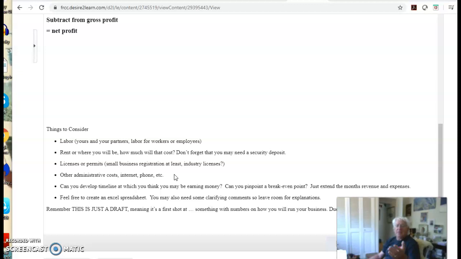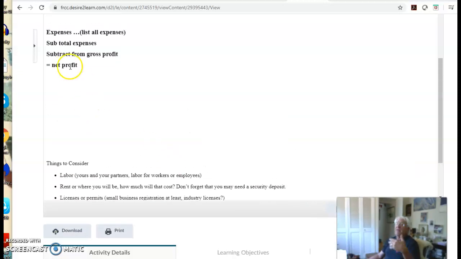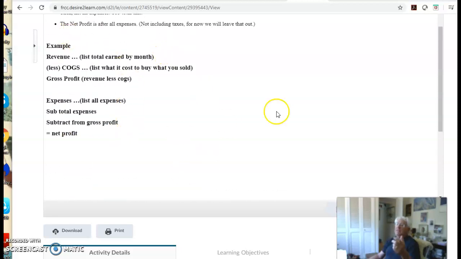Licenses, you've got to remember all that. Fees, truck, all the little expenses, you put that in, and then at the end of the day, you're going to have net profit. Subtracting from your gross profit, you have net profit. There's the whole thing right there.